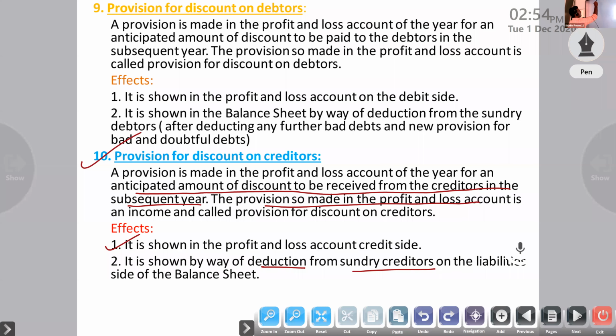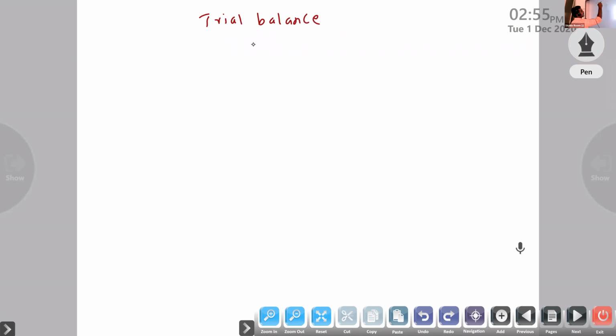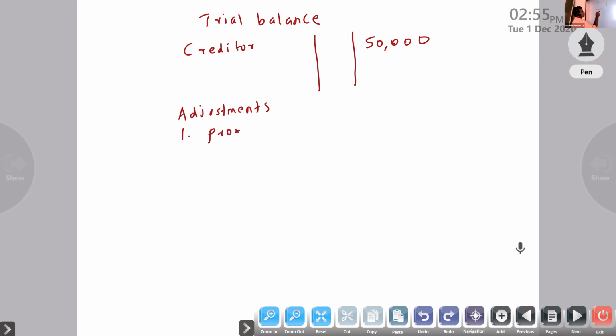Suppose in the trial balance creditors is given, on the credit side, 50,000. Then in the adjustments it is given: provision for discount on creditors at the rate of 1%. It is related to creditors only.